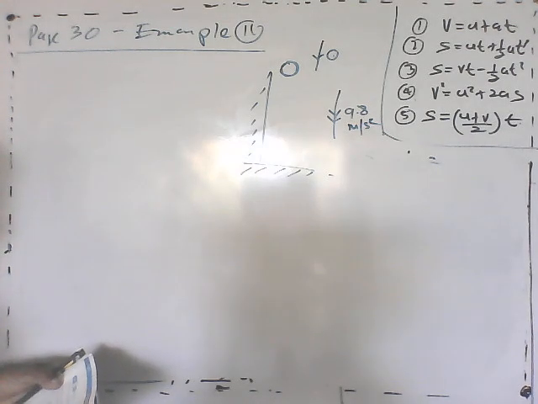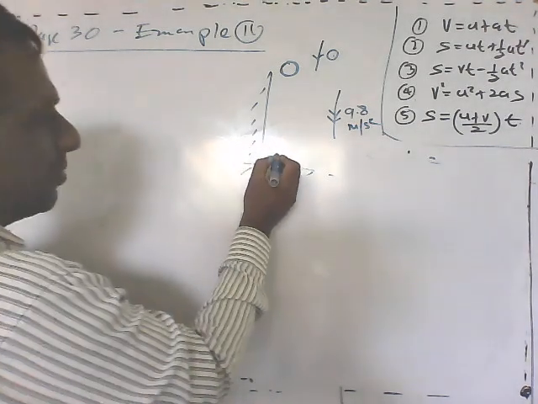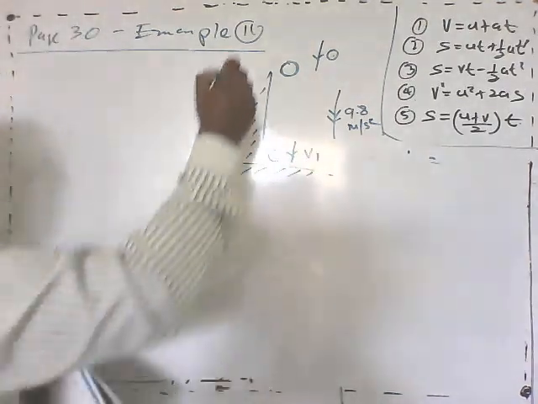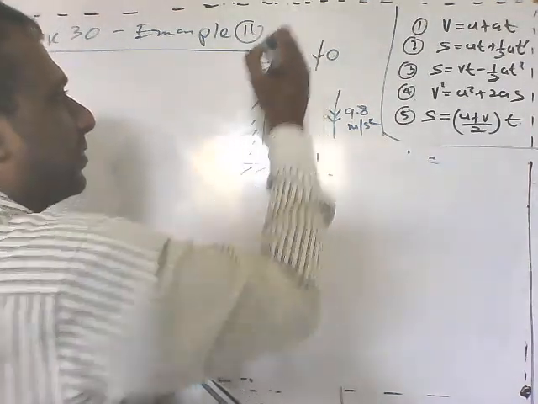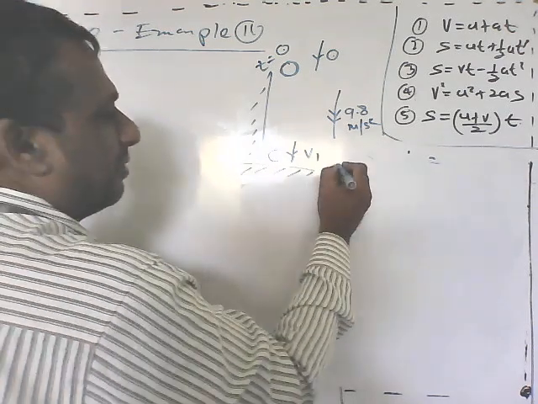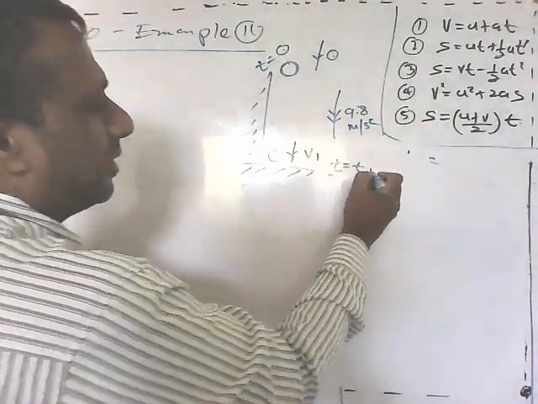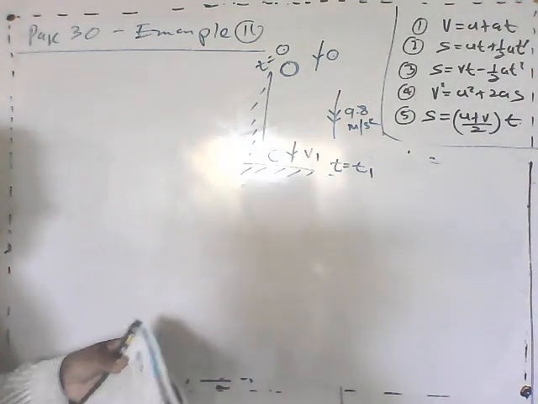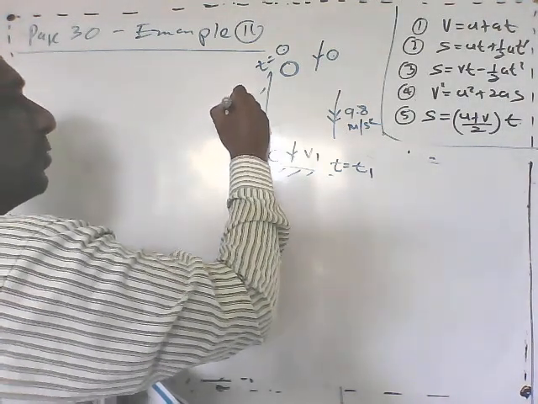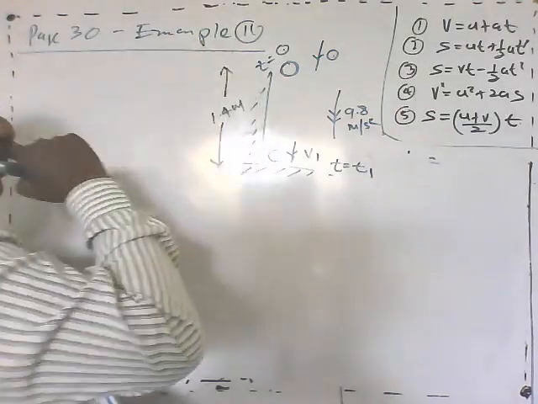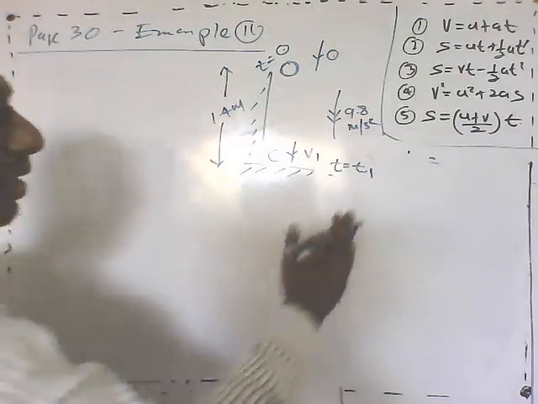Now when it comes here, it will arrive with a velocity v1, which we don't know, and we will make t equals 0 in the beginning. And here we will say t equals t1. At that time we will reach here, and it says the height of the bookshelf is 1.4 meters. Please remember that.